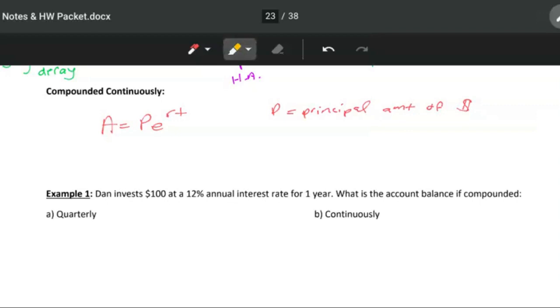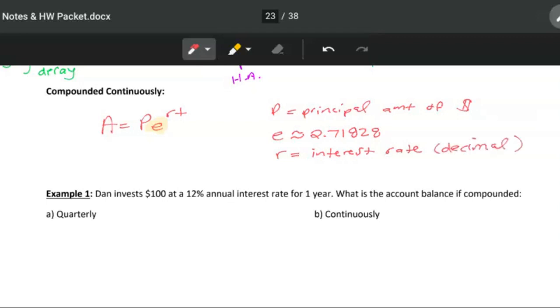e, that's the number e. It's not an actual letter. It's not a variable. If you plug that into your calculator, you get 2.71828. r is your interest rate. And just like those other interest problems that we did, that always needs to be in decimal form if you're plugging it into a calculator. Normally interest rate is given as a percent. It needs to be given as a decimal. And t is going to be the number of years you plan on leaving your money in the bank for.